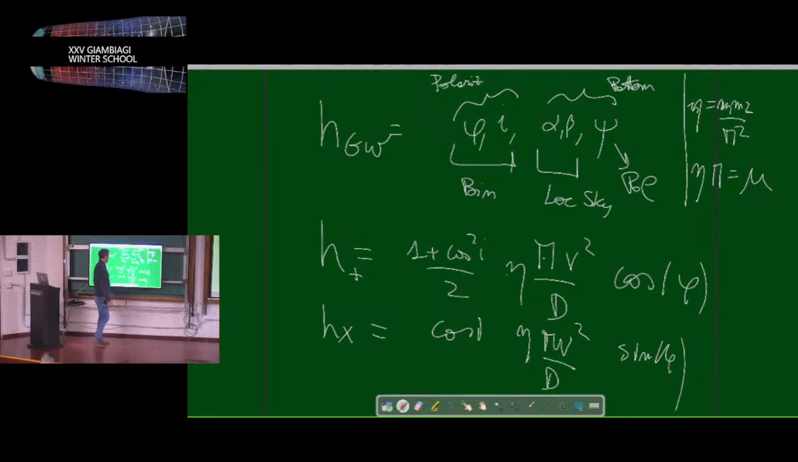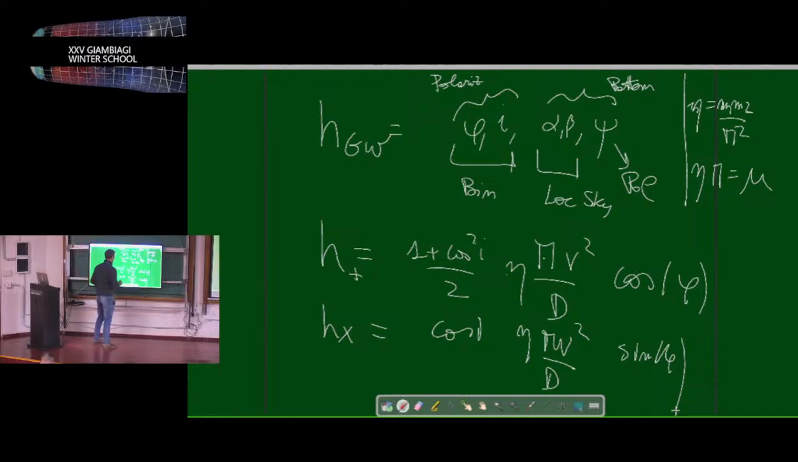Then, you don't actually measure H plus and H cross, but each detector measures a linear combination of H plus and H cross. Actually, the response of the detector to the gravitational wave is not linear, but of course h is so small that you expand to linear level, and that's more than enough. So the detector will see a linear combination of these two, where the coefficients in front are those pattern functions that depend on where on the sky your detector sees the source.